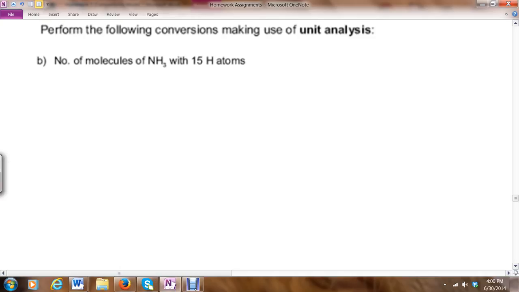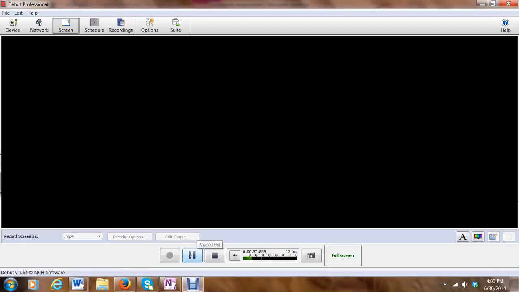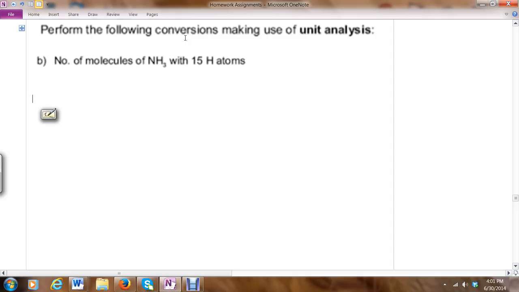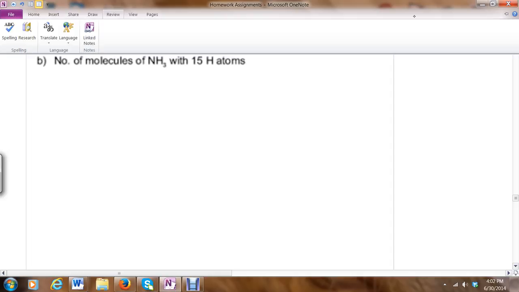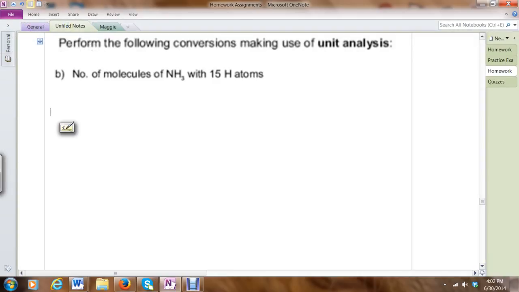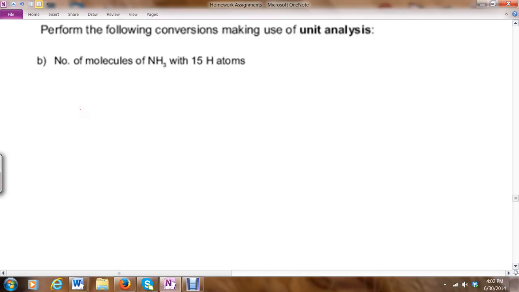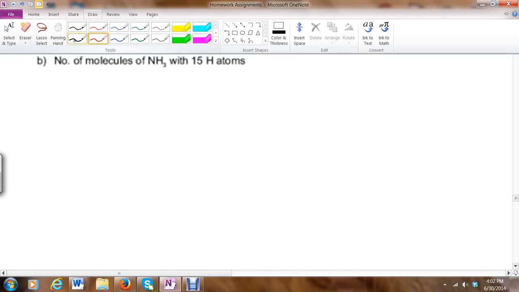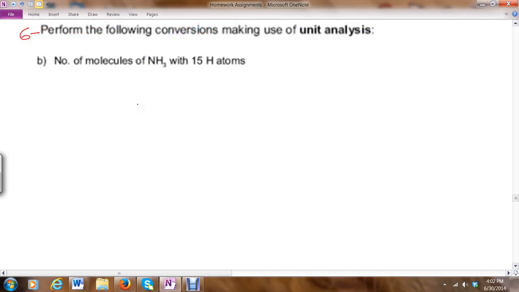Let me stop and put a pause here to see which problem it is from the homework. Okay, I'm solving problem number 6. Problem number 6 says perform the following using unit analysis. I'm going to use unit analysis so you can see how we solve it in a different way. Basically, that's what we require. If you can use the flow charts, that would be good too. So we got letter B.